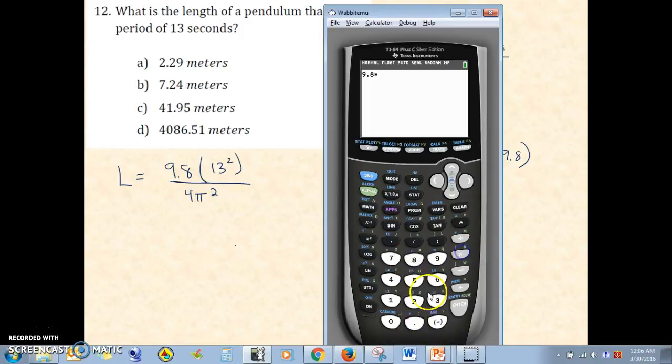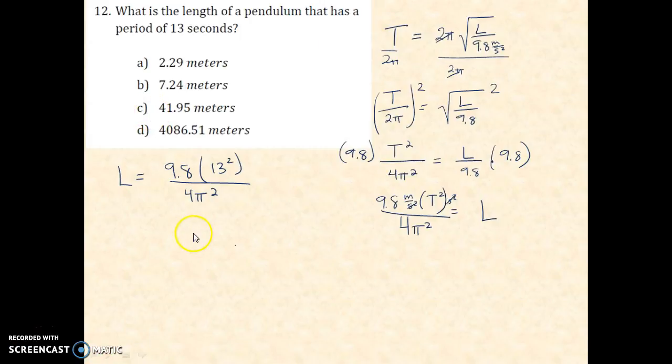9.8 times 13 squared divided by 4 pi squared equals 41.95 meters.